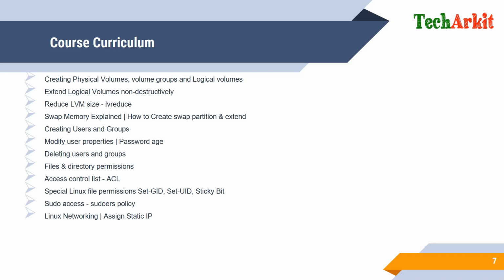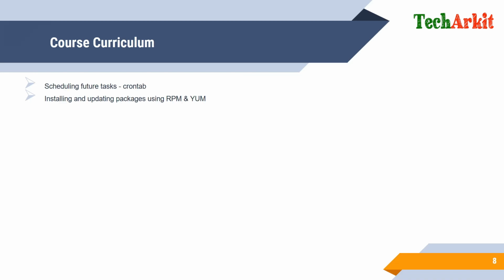Linux networking, so how you can configure the networks. And static IP, how you can assign it without editing the configuration files. You don't need to edit any configuration file to configure the static IP address in the latest versions. So how you can do that. So firewall rules, SELinux policies, a few things, and regularly used schedules.